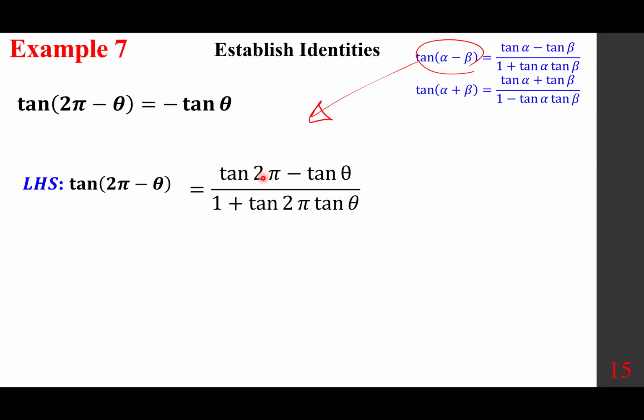Everybody knows tan of 2 pi is 0, so replace it. So the numerator is negative tan theta. The denominator is 1, so this is 0, so you're looking at negative tan theta over positive 1, which is negative tan theta, and that's the proof, everybody.